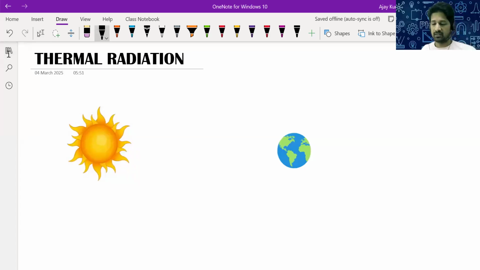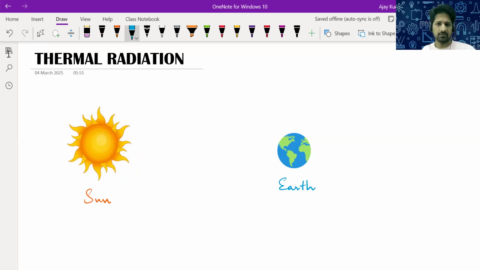The next mode of heat transfer that we are going to discuss is radiation. We call it thermal radiation, which is basically transfer of energy from one place to another by a different means. We'll discuss how it happens. Consider this example. We all know from everyday experience that we receive heat from the sun.